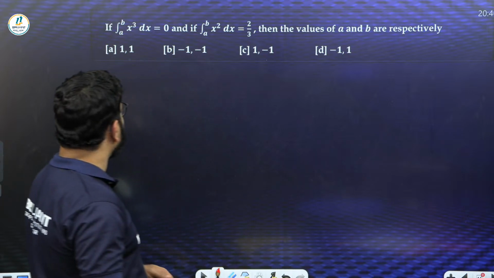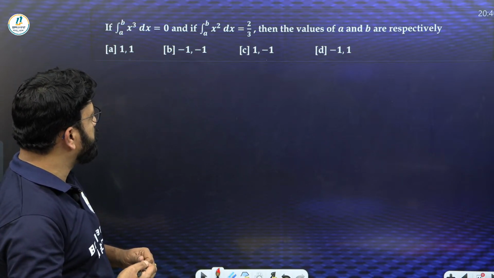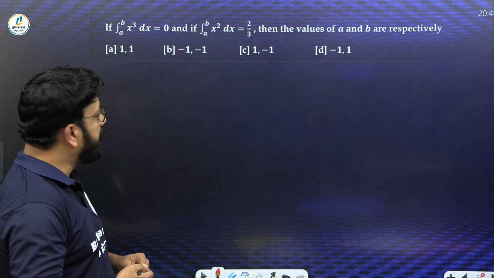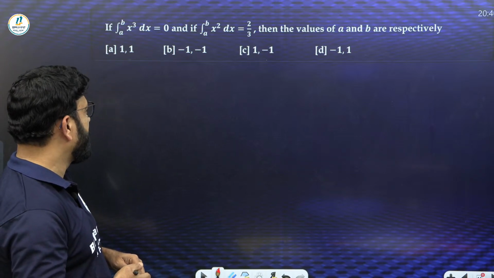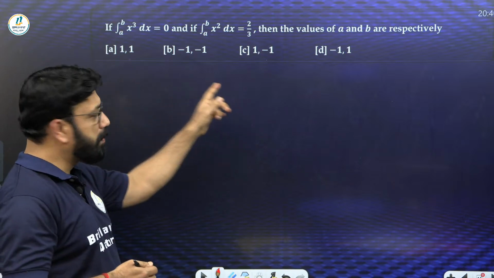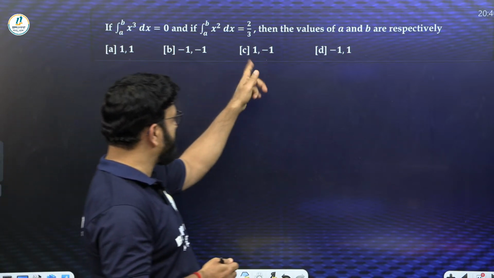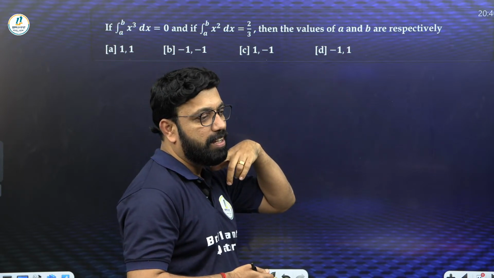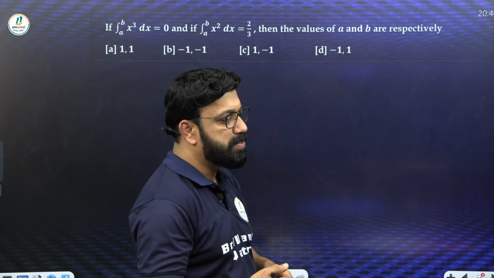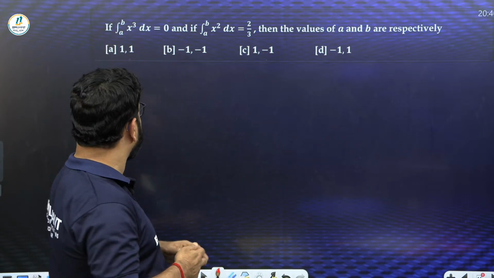If the integral a to b of x cube dx equals 0 and the integral a to b of x square dx equals 2 by 3, then the values of a and b are respectively: options 1 1, minus 1 minus 1, 1 minus 1, minus 1 1. Which one is the right option? How can we find out? A different question from the normal pattern.